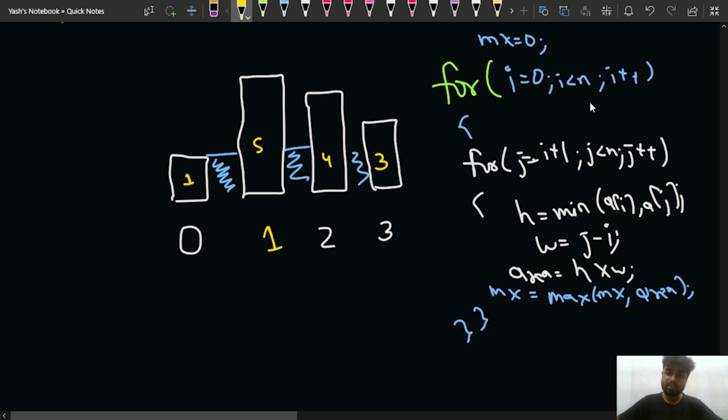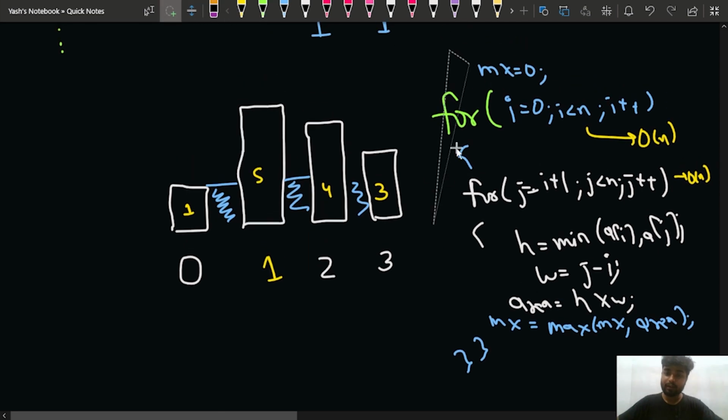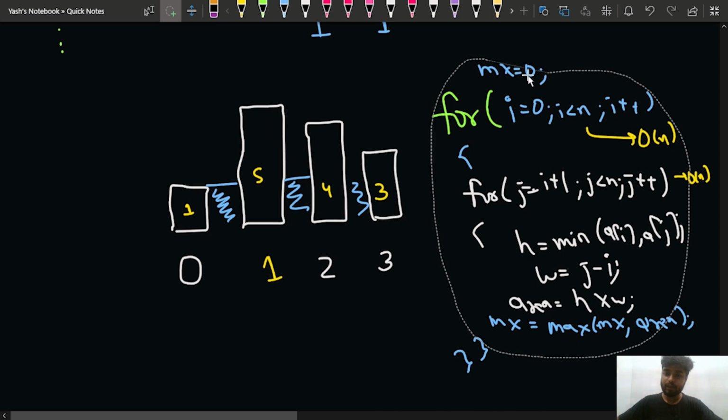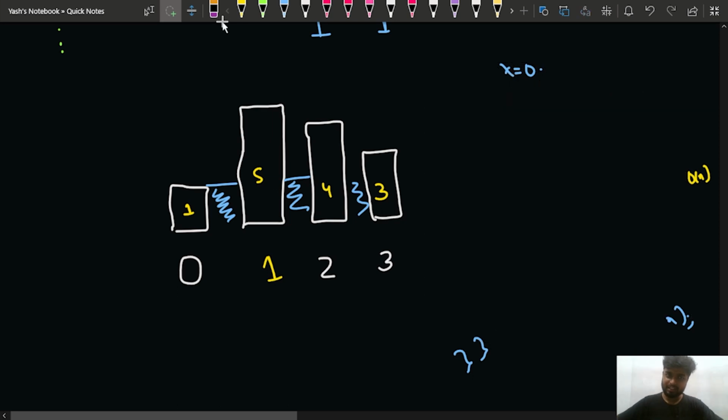But if we do it this way, the outer loop will take order of n time, and the inner loop will take order of n time for one traversal. So the overall time complexity for this approach will be order of n square, which is quite high. Can we optimize this further? Yes, we can optimize it.